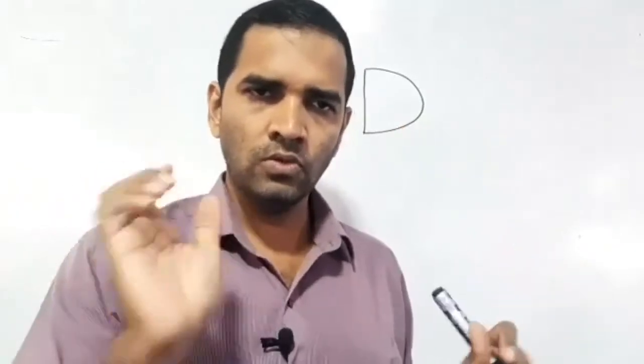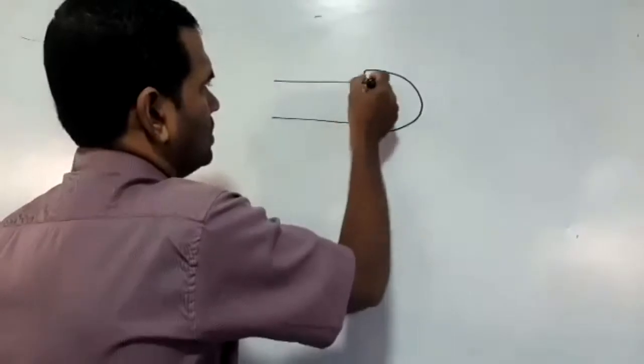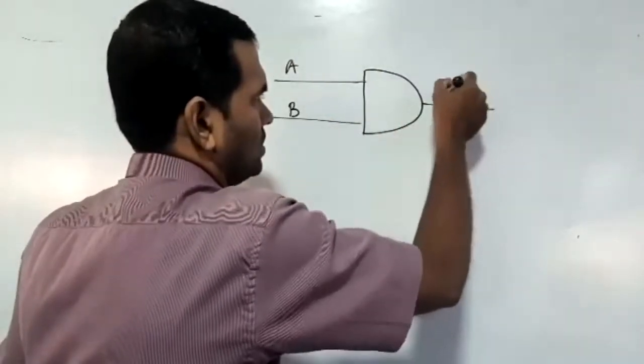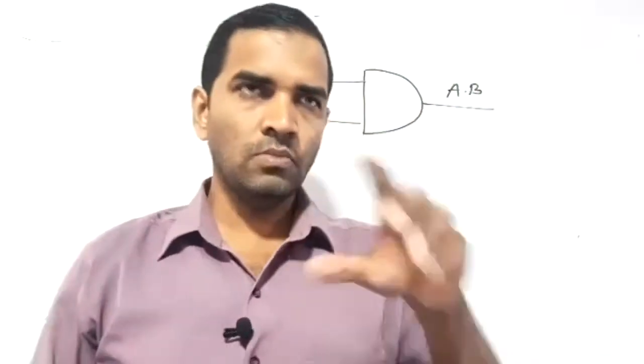Or even if you want, you can add the inputs, maybe two inputs, A and B, and the output, A dot B. This is also correct. But the symbol is here.